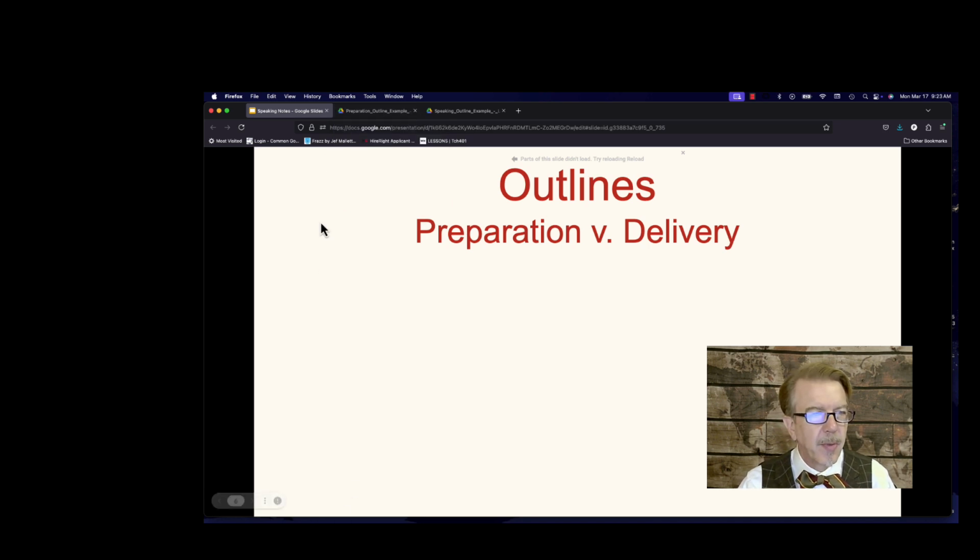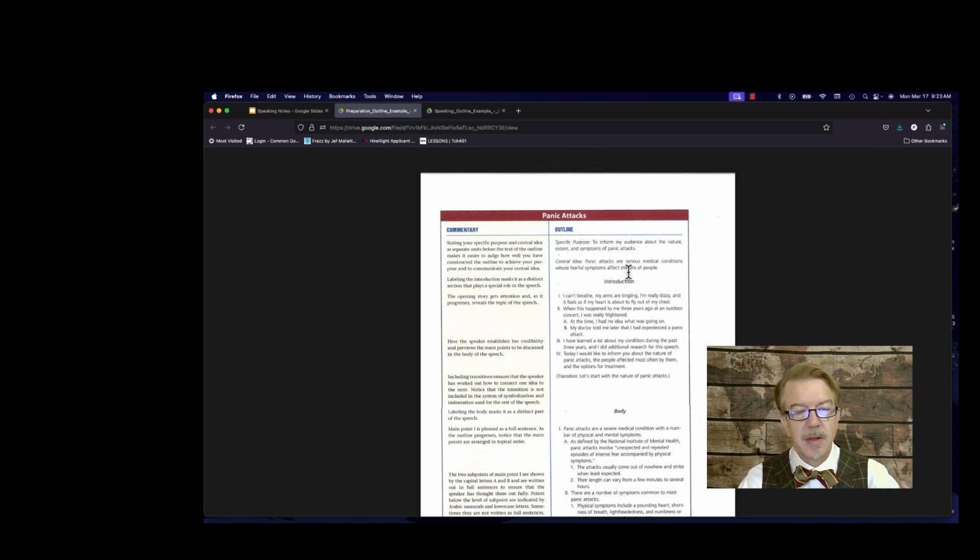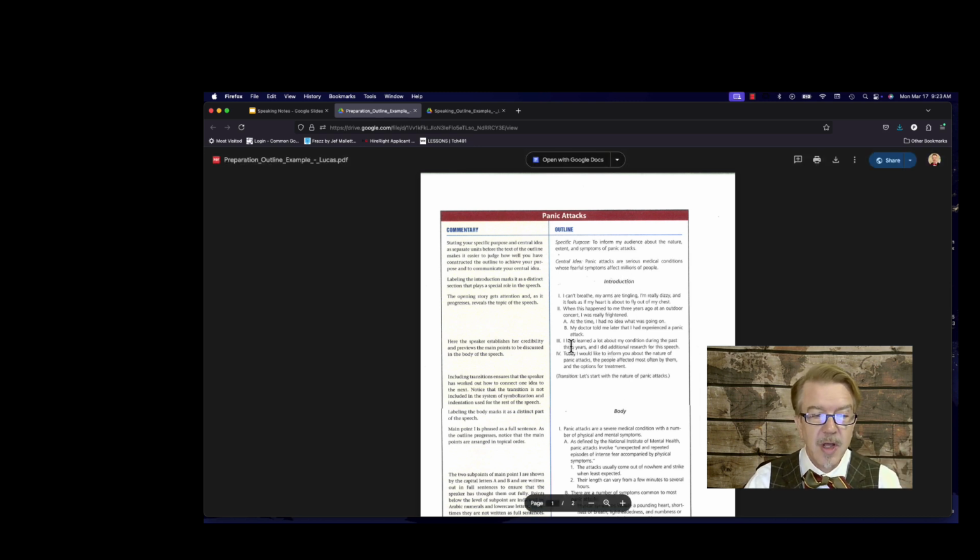So the first one is a preparation outline, which looks like this. You can see the outline, my specific purpose. Introduction, I can't breathe. My arms are tingling. I'm dizzy. I feel as if my heart is about to fly out of my chest. And you see how this goes on to, this is what you kind of should have had for your introduction only presentation, although you would have had to have a quote required as well.